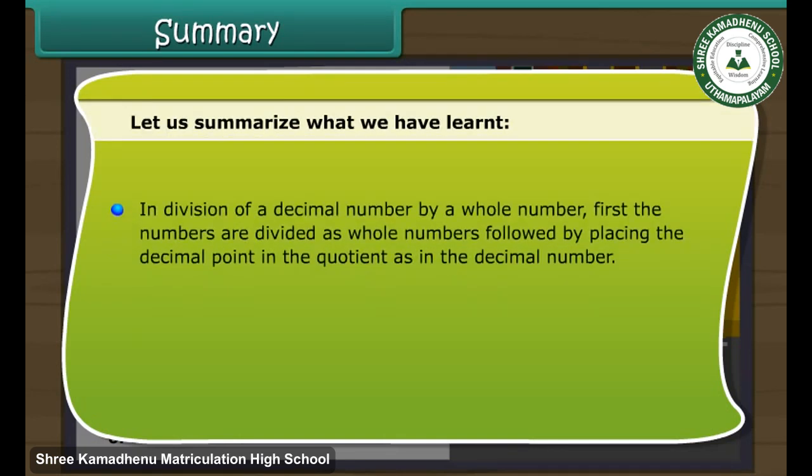In division of a decimal number by a whole number, first the numbers are divided as whole numbers, followed by placing the decimal point in the quotient as in the decimal number.